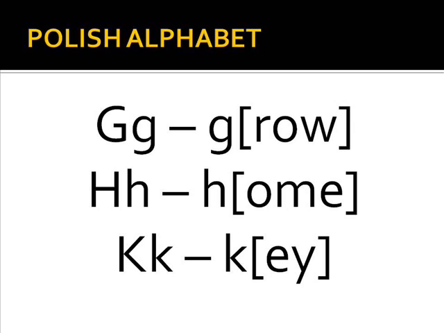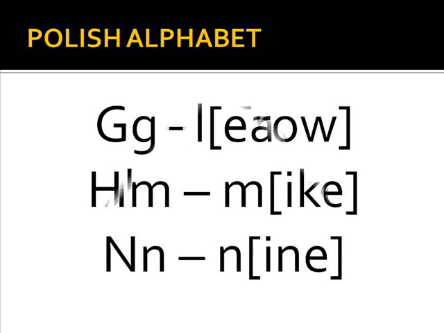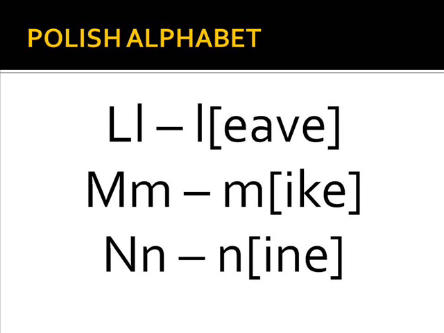G, like grow, right? G, game, grow. Just leave the r aside, and then the letter G. H, home. Letter H, home, right? Letter K, like key, right? Letter K, key. K, simple as that. Alright, let's move on. Letter L, leave, loan.